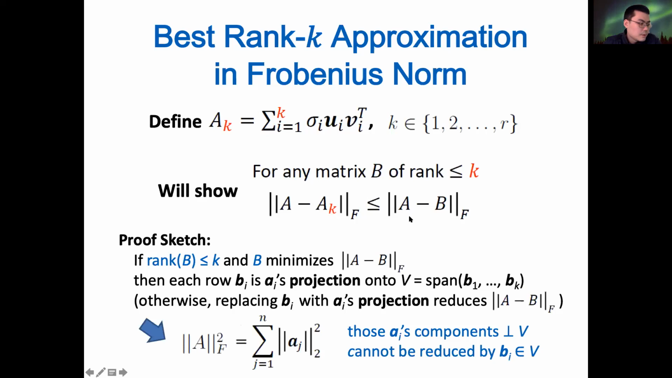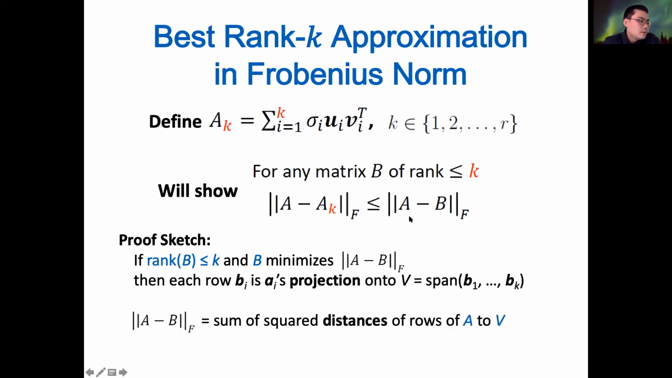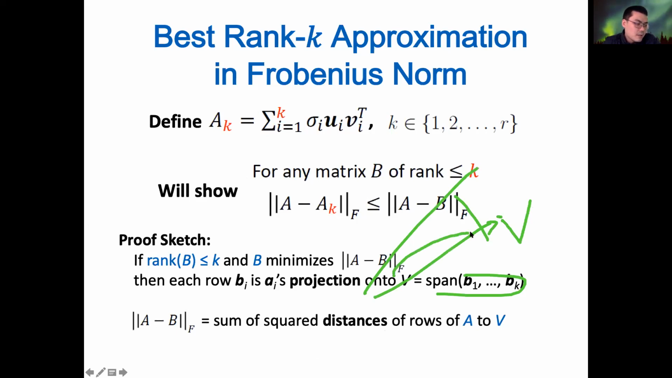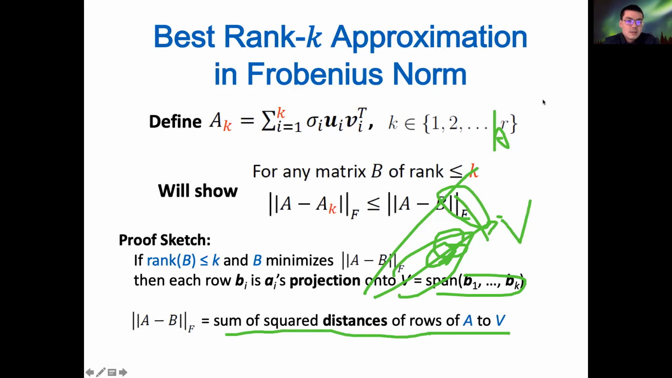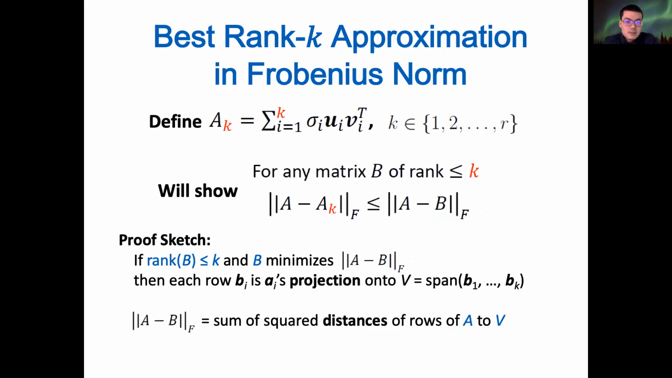Let's continue. So then A minus B Frobenius norm equals the sum of square distance of rows of A to V. V is this subspace, okay? Because all the components, if you remember, we have a plot, and this is the subspace V, V1, V2. And all the components along the subspace, A mapped to the subspace, are eliminated. The rest are the sum of square distance of those A to V.